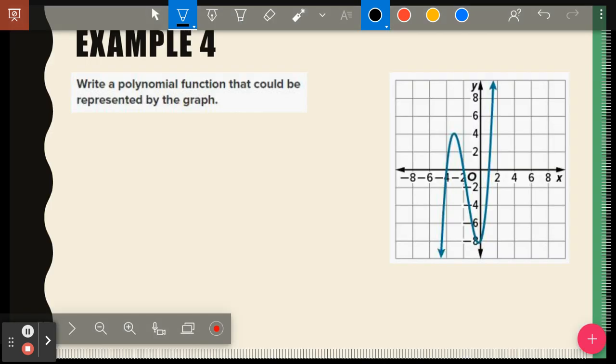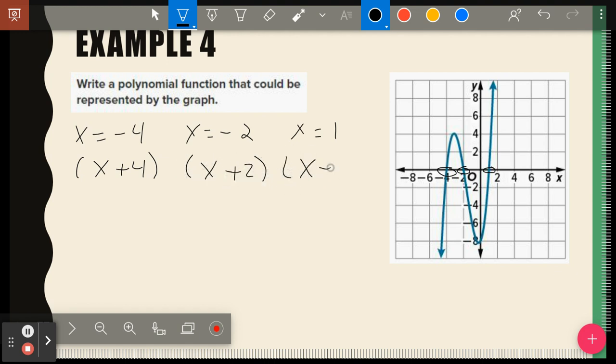When I look at this graph, I note I have 1, 2, 3 places where I know there's an answer. I know x equals -4, I know x equals -2, and I know x equals 1. So I know I'm dealing with x plus 4, x plus 2, and x minus 1. And I need to multiply these.